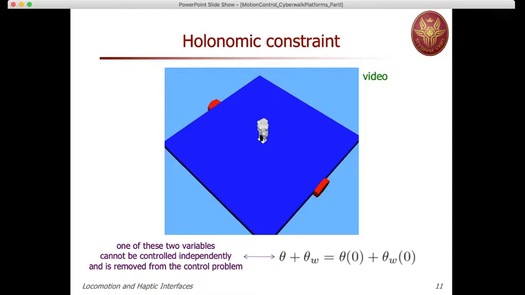So this is a representation of the fact that we did not impose this, but we ran the simulation, and this was the result. This verifies the presence of this holonomic constraint, which means eventually that we cannot control both these quantities independently. So we removed from the problem the orientation of the walker.